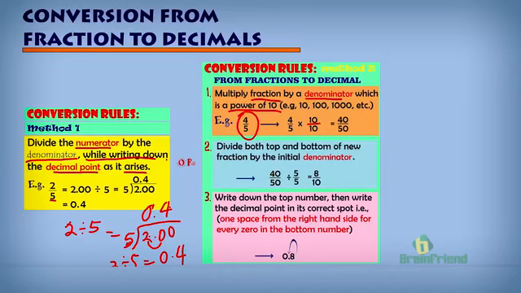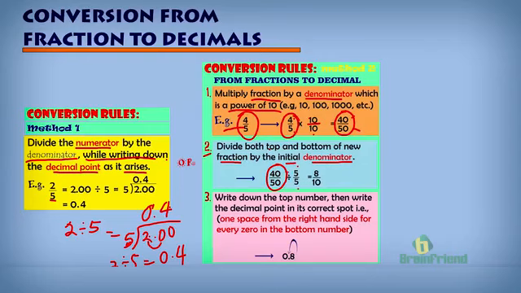All right? If we multiply 4 times 10, we'll have 40. 5 times 10 will give us 50. 40 over 50 is an equivalent fraction to 4 over 5. The next step, we divide both the top and the bottom of our new fraction. 40 over 50 is our new fraction. Divide it by the initial denominator. 5 is our initial denominator. So divide top and bottom by 5.